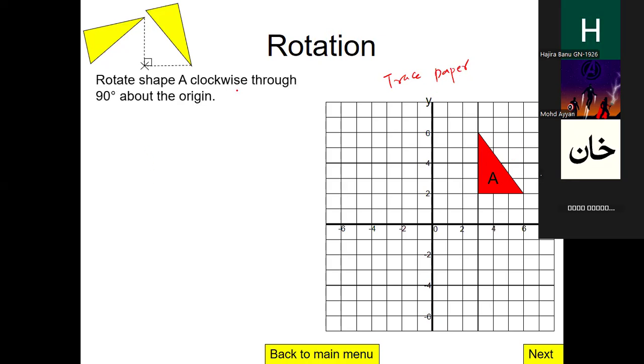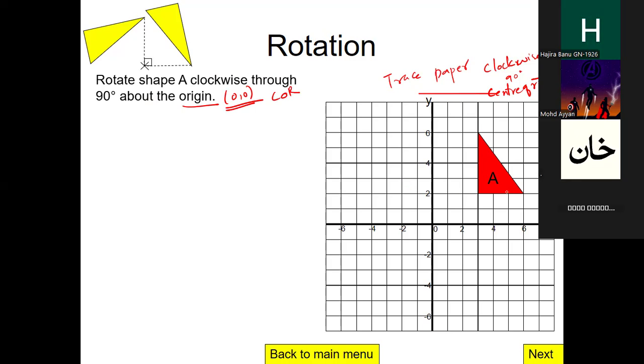Rotate shape A clockwise through 90 degrees about the origin. One more piece of information: I said we need the direction, that is clockwise or anti-clockwise, then the angle. Then one more piece of information needed is called the center of rotation. Now here, if you read rotate shape A clockwise through 90 degrees about the origin, the origin will be 0, 0. This point is called the center of rotation.